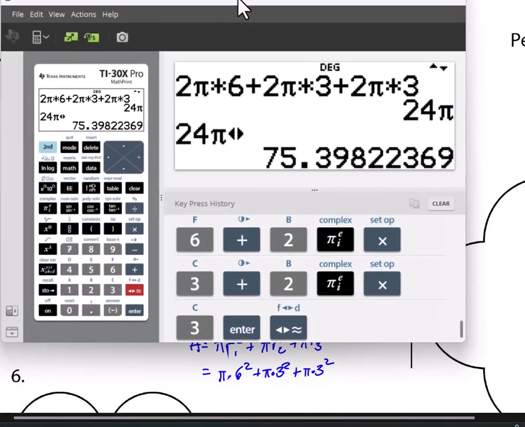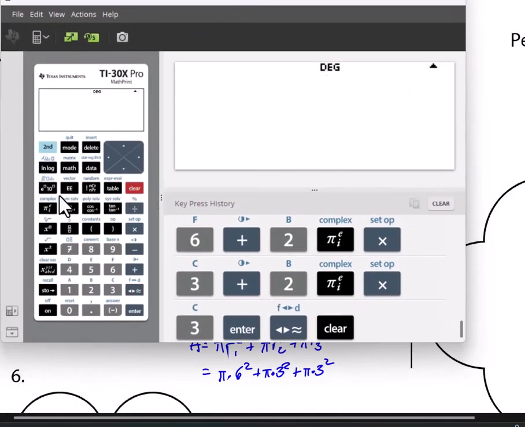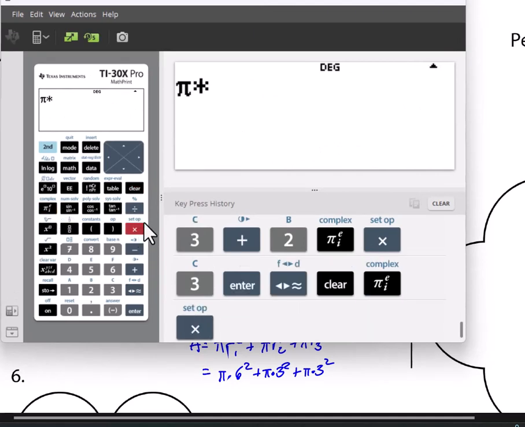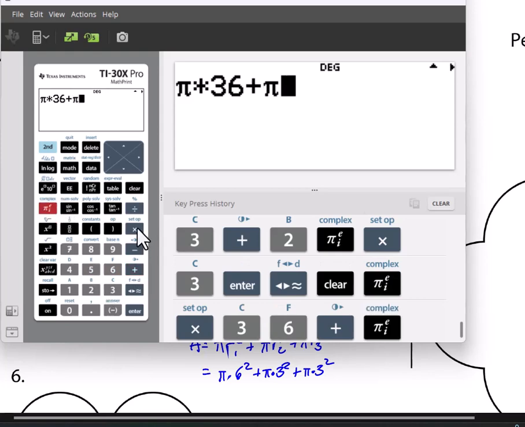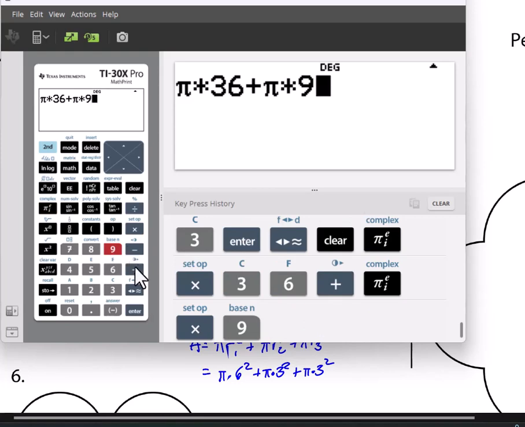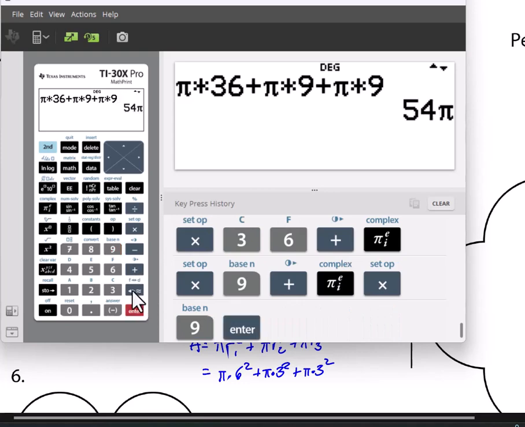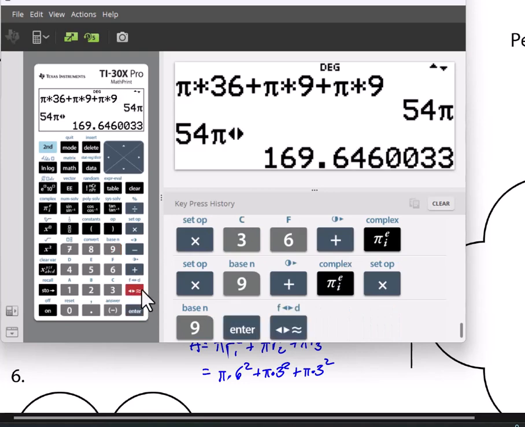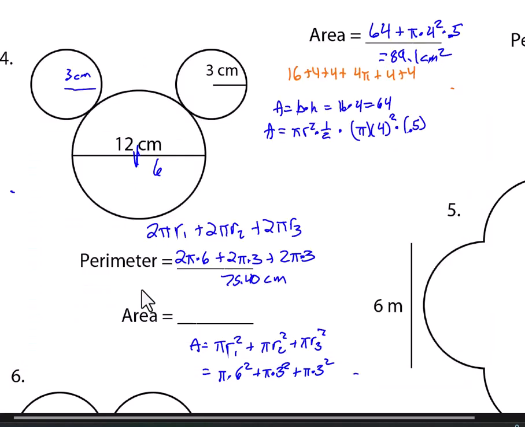Okay, so pi times 6 squared is 36, plus 3 squared is 9, pi times 9, plus pi times 9, 54 pi, or 169.64 centimeters squared. Notice area is always in units squared, whereas perimeter is always just in units.